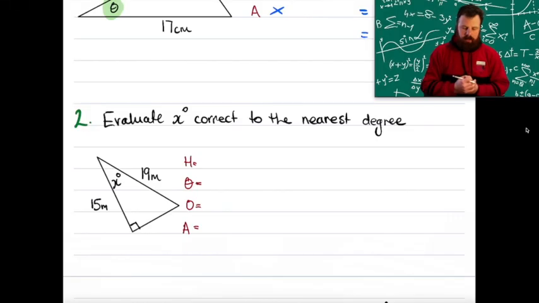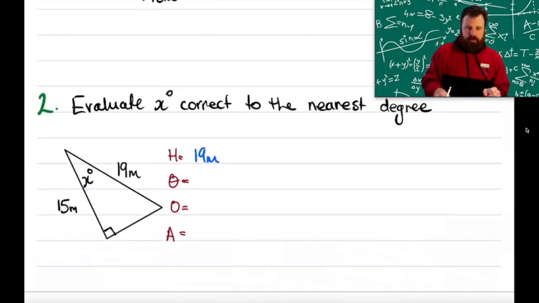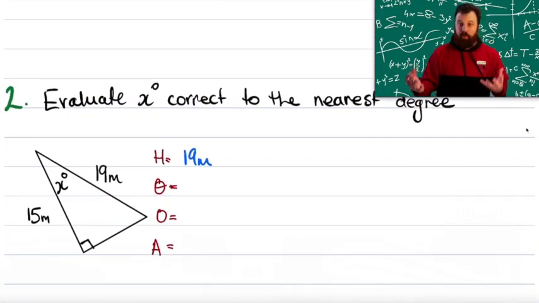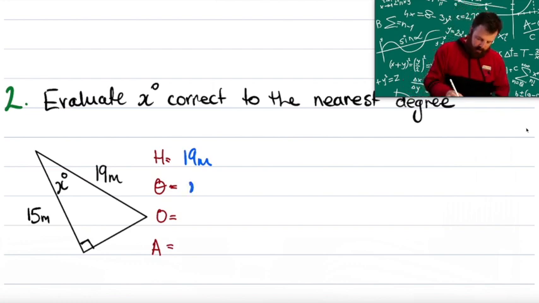Alright, so here are just two more quick examples to help get your head around what's going on again. So in example 2 here, evaluate x degrees, correct to the nearest degree, so rounding to our nearest whole number. And as always, we're going to identify our information. So the side opposite our right angle is 19, so our hypotenuse in this case is 19. Our reference angle that we've been asked to look at, well, it's x degrees.